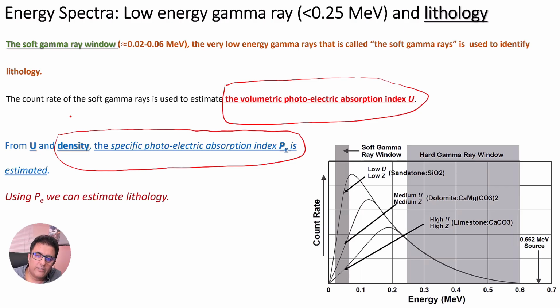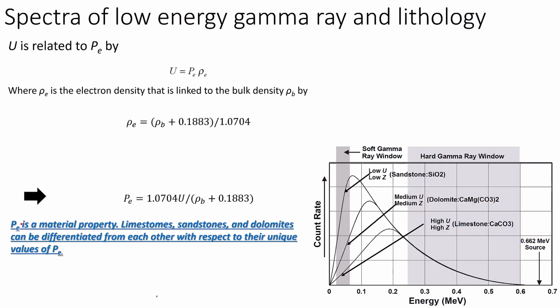So indeed, if we have some idea about the density of the formation, and if we measure U, then we can estimate PE, or the specific photoelectric absorption index. That is the property of the material as is, and we can use that value in order to estimate or identify the lithology. So what you see here, PE is a material property. Limestone, sandstone, dolomite can be differentiated from each other with respect to their unique values of PE.